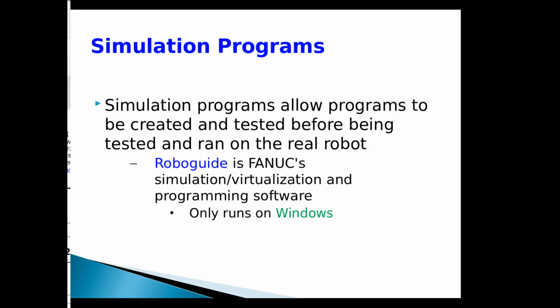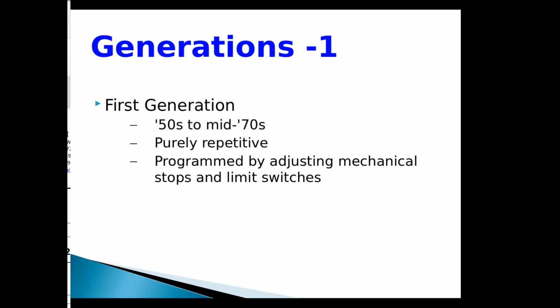So simulation programs are programs that allow the robot to be programmed and tested before they're actually run on the real robot. RoboGuide is Fanuc's simulation and virtualization software, and it's only available on Windows. There are also other programs out there that are available.